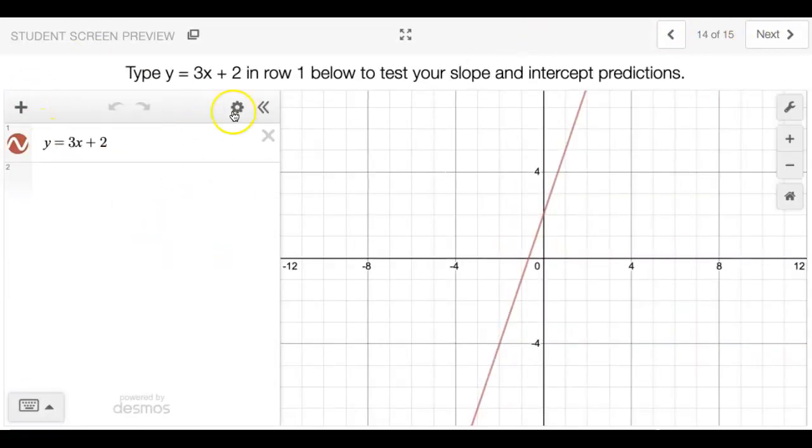This is actually a really cool tool that you can use to check your answers in the future when you're graphing. If you just type up Desmos grapher, it gives you this function you can type in along the side. You can put the equation there.